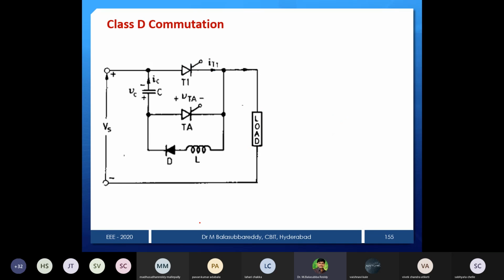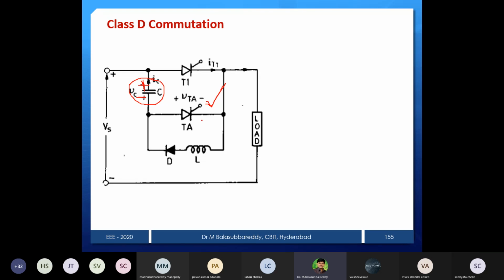Similarly, class D commutation. What is class D commutation? It is auxiliary commutation. So make use of an auxiliary thyristor to turn off the main thyristor. That's why we call this auxiliary commutation. Now we can see initially I have to charge the capacitor. To charge this capacitor, we have to fire the auxiliary thyristor. If I fire, the upper plate is plus, just correct it. Upper plate is plus, lower plate is minus initially.